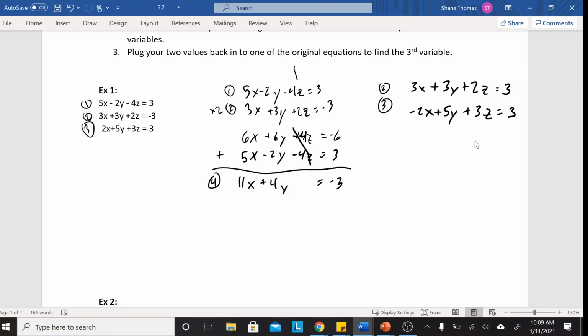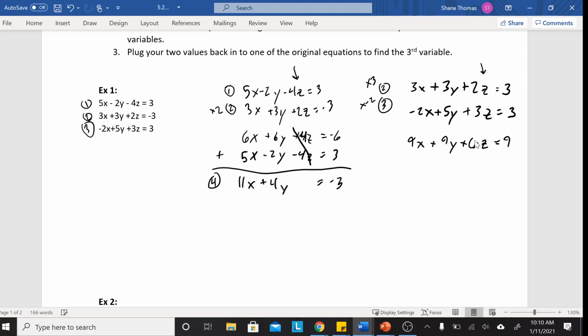Now, since I canceled out the z's there, I must cancel out the z's here. I've got a 2 and a 3, so I'm going to have to multiply both equations. Let's multiply the first one by 3, and the second one by negative 2. That gives me a positive 6z and a negative 6z. Multiplying the first equation by 3, I get 9x plus 9y plus 6z equals negative 9.